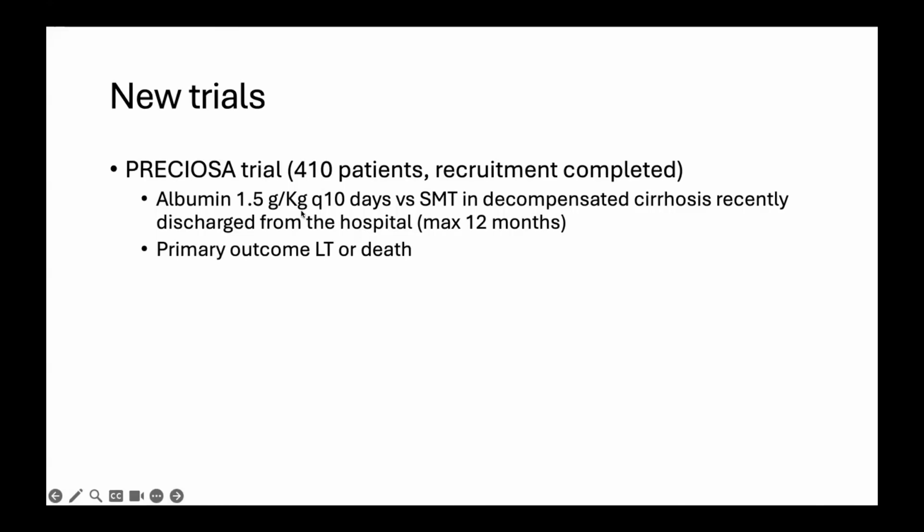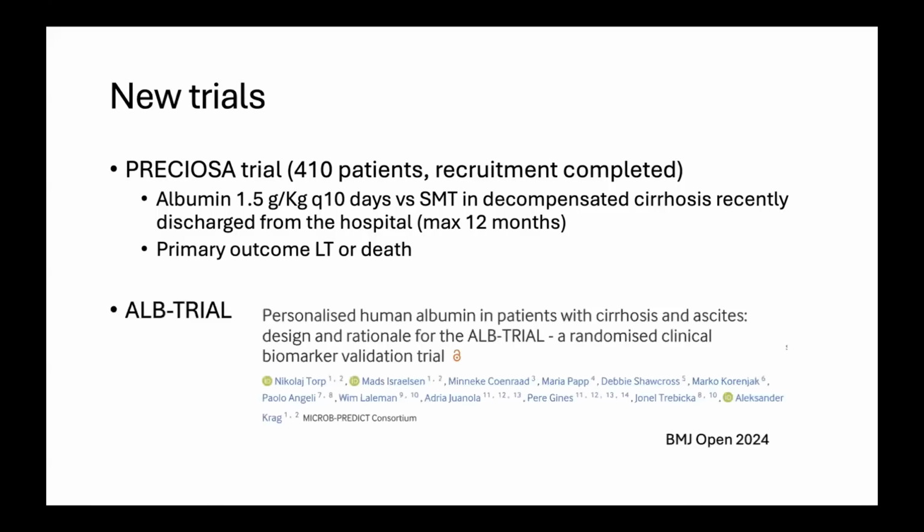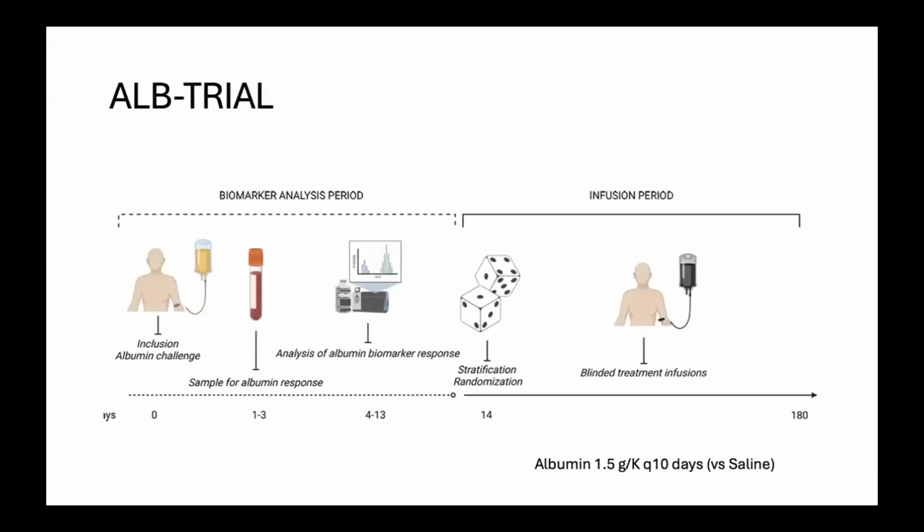And this is albumin 1.5 grams per kilo every 10 days versus standard medical therapy in compensated cirrhosis after discharge from the hospital for a maximum of 12 months. The primary outcome is liver transplant or death. And the ALB trial has a very interesting design that I will try to summarize in the next slide, and was just recently published a month ago or so in BMJ Open. So the design is available for everybody.